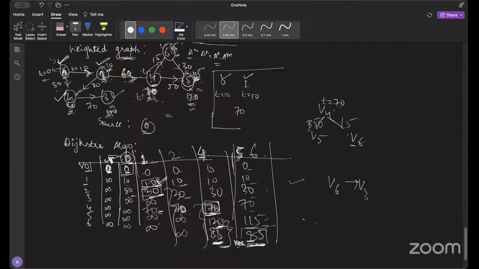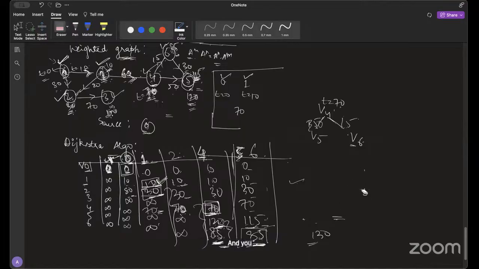But if there is a path from here to here, and the time is coming out to be 115 from here, but previously it was 120. So how you update time is, if there is a lesser time, then you update it. Otherwise, you keep it the same. So if it's 115, you update it. If it was 130, you won't update it. You will keep it 120. All right.